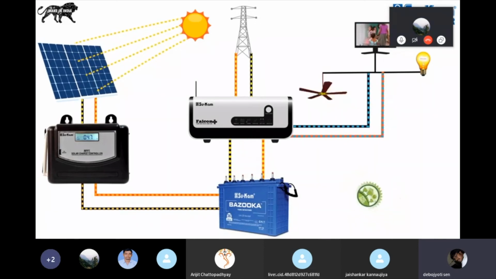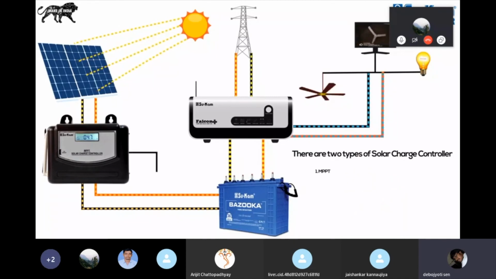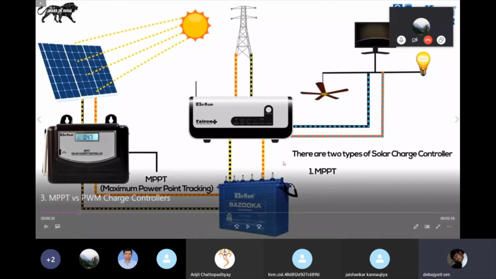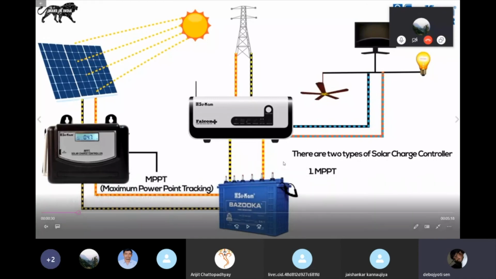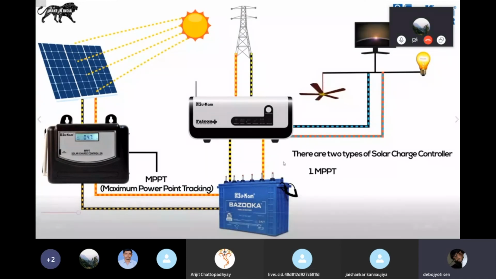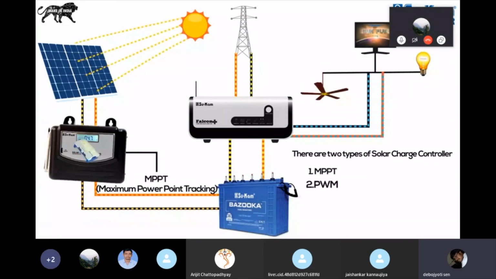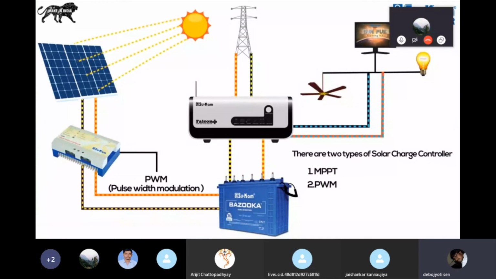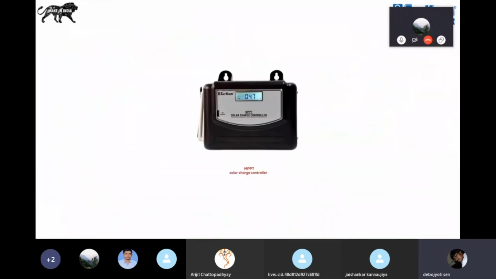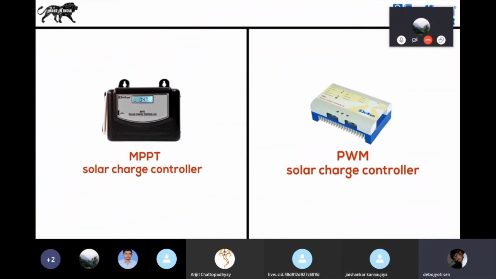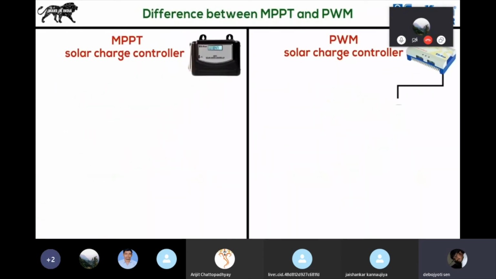So let's proceed. There are two types of charge controller, as I have already said. One is the MPPT, or maximum power point tracking. Please note it down. It would be very much required in your off-grid system designing through PVsyst. Next is the PWM, or pulse width modulation. So first let's discuss MPPT, which is the most commonly used, and then PWM. We will see what's the basic difference between these two, MPPT and PWM.